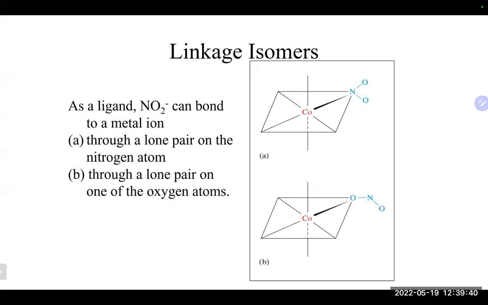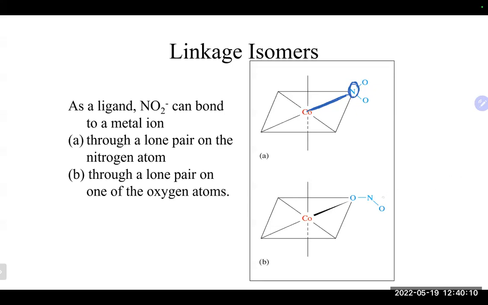Now, linkage isomers are also isomers that basically have the same formula, but the difference is in the ligand, what it uses to bond to the complex ion or the metal ion that's in the middle. So if we look at nitrite, which is here, NO2 minus, in the top case, it is the nitrogen and its lone pairs that are linking into the cobalt there.